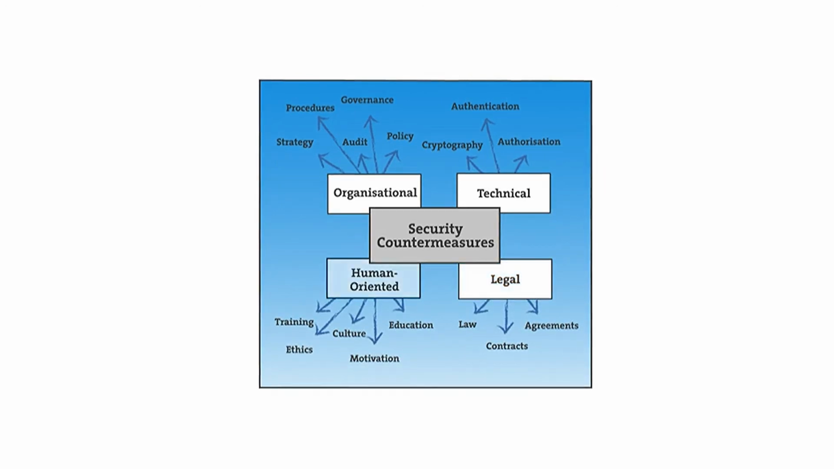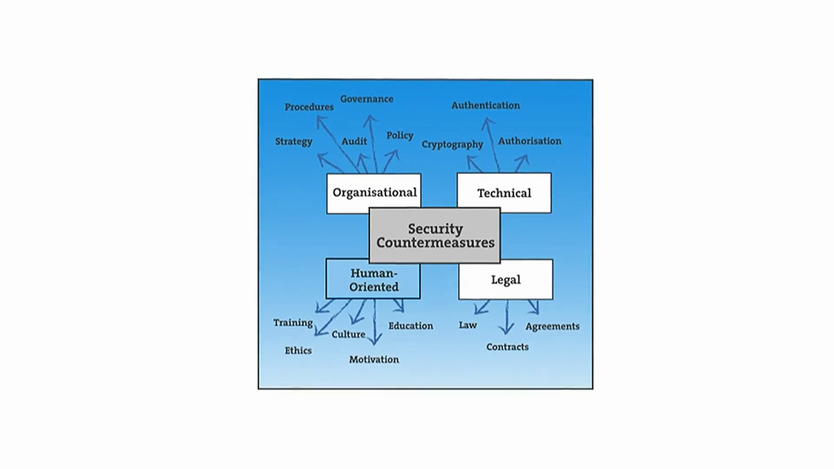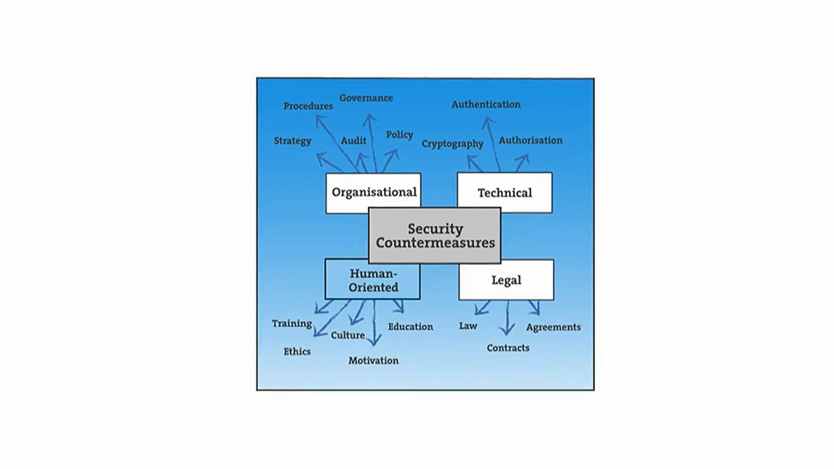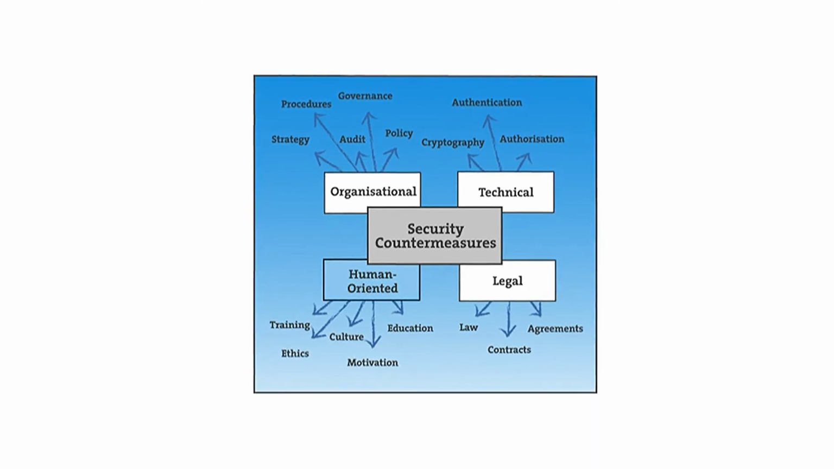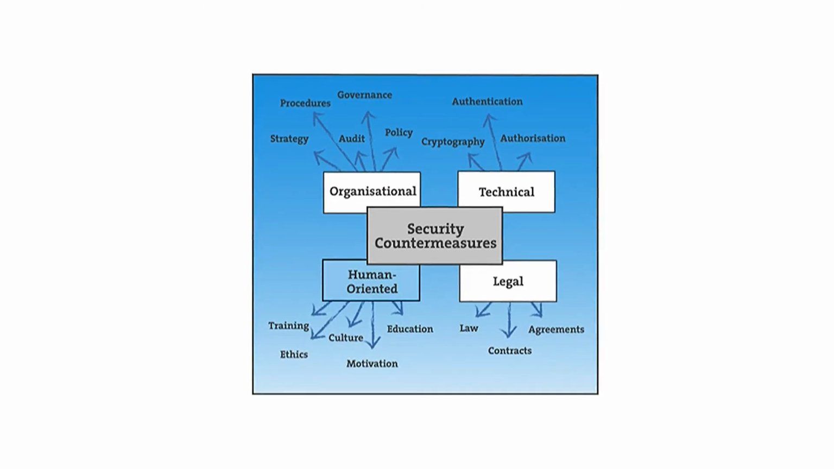The next is the human. We often say that the human is the weakest part of the security chain. Here we see key aspects that need to be considered, such as awareness, training and education, but it's also a matter of building a security culture, instilling people with motivation and developing an ethical framework.